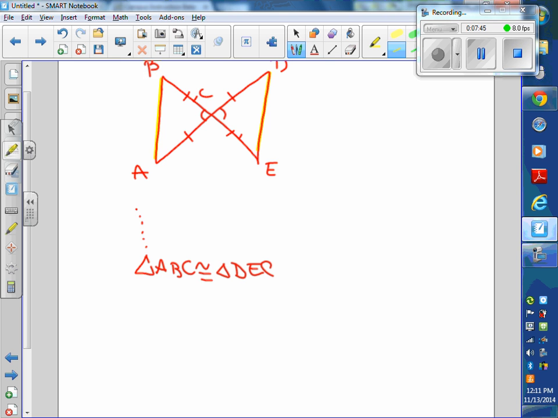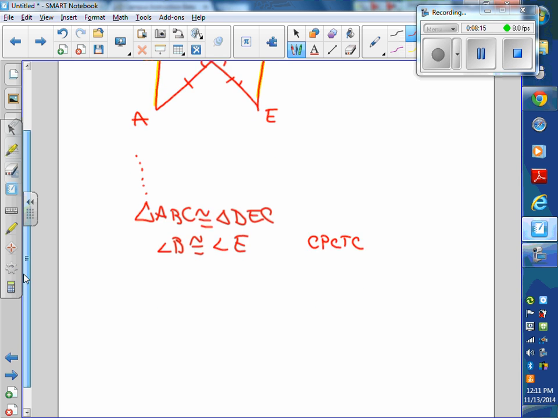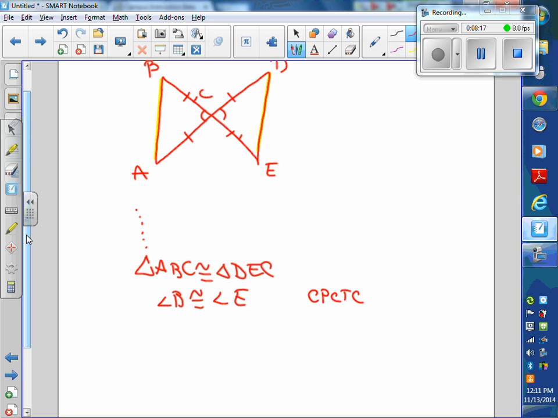So can I say angle B is congruent to angle E? Yes, because of CPCTC. And what does that mean, Michael? Corresponding parts. Morgan, what does it mean? Corresponding parts of congruent triangles are congruent. If you can't say that, you're going to lose points on a test. So corresponding parts of congruent triangles are congruent.